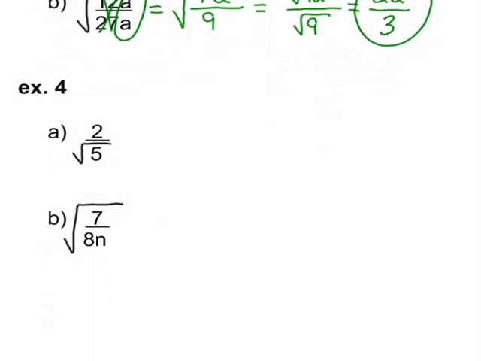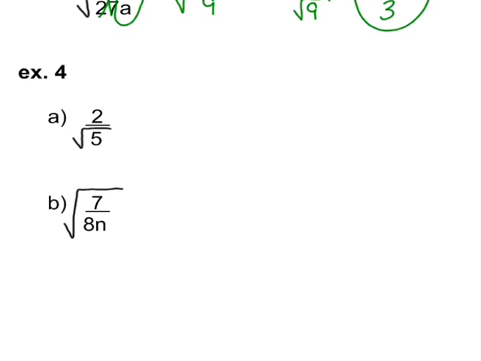Alright, example 4, last one's more fractions. They look a little bit different. In A, 2 over 5. I can't do my first step to see if they reduce because 5 is underneath the radical and 2 is not. That radical is kind of like a fortress. You can't do anything until it's taken care of or until everything is underneath.